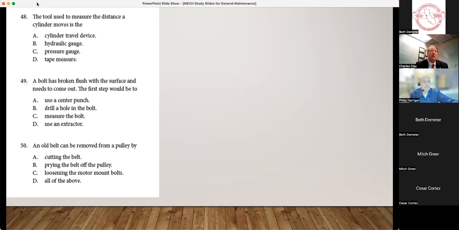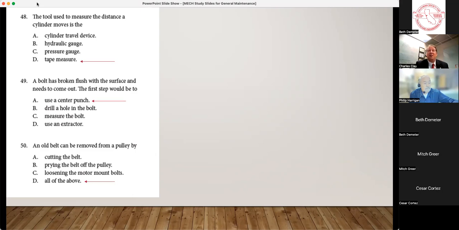Measure the bolt, or use an extractor? What would you do first? And I'll explain that. An old belt can be removed from a pulley by cutting the belt, prying the belt off the pulley, loosening the motor mounts, or all of the above. And the answer is, next slide, please.